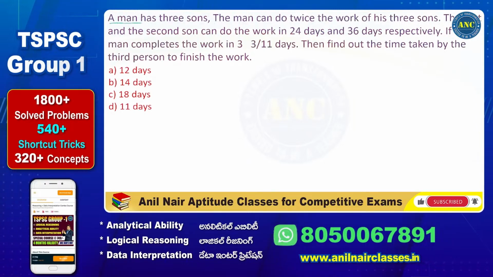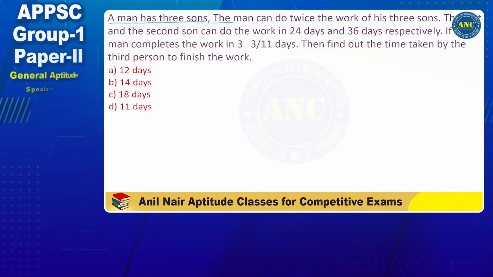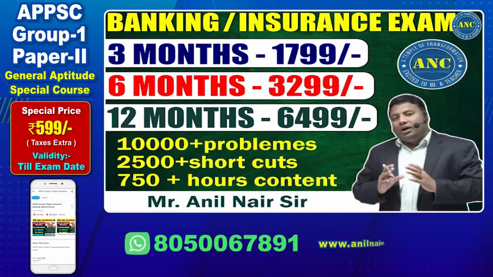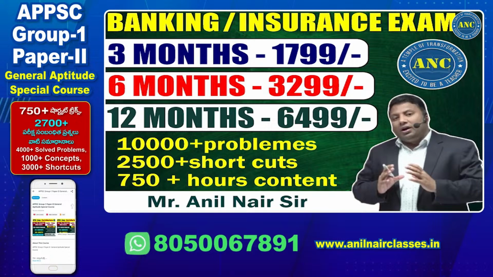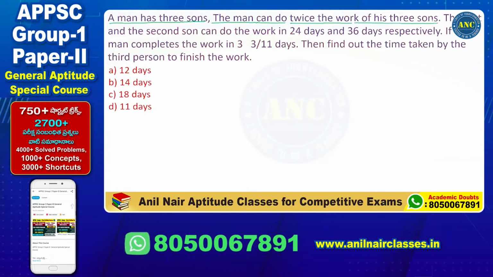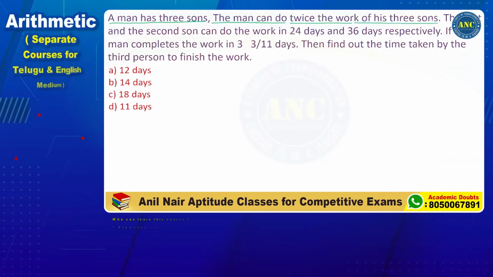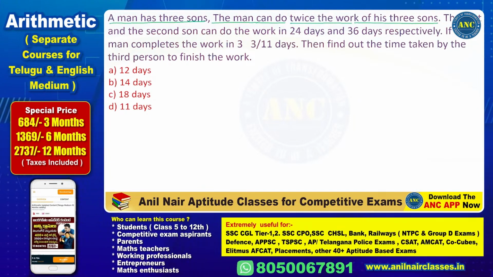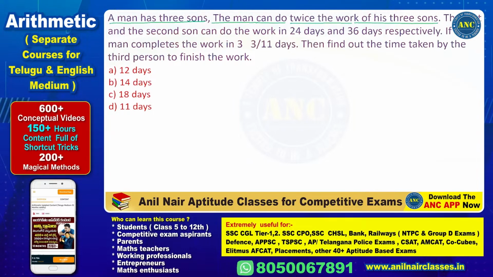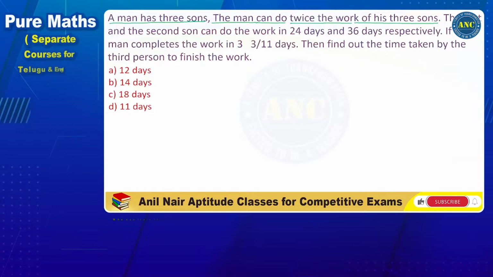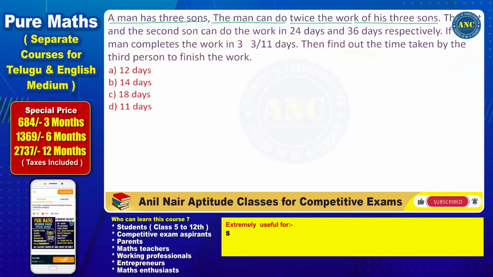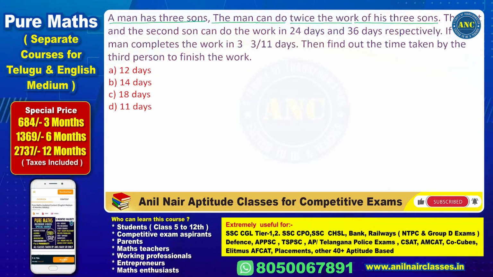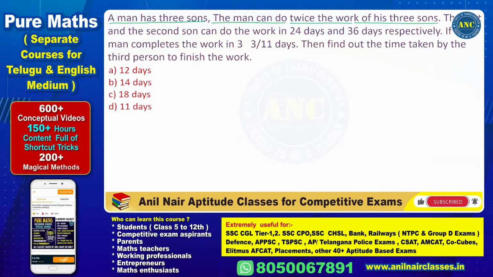Question. A man has 3 sons. The man can do twice the work of his 3 sons. That means the capacity of the man is double the capacity of all the 3 sons combined together. Assume there is son 1, son 2, son 3, totally 3 sons for a man. If you combine the capacities of all the 3 sons, that will be half of what one man has. That's the meaning of it.